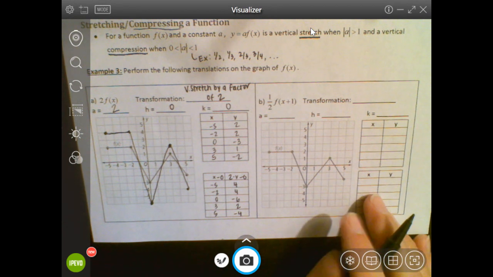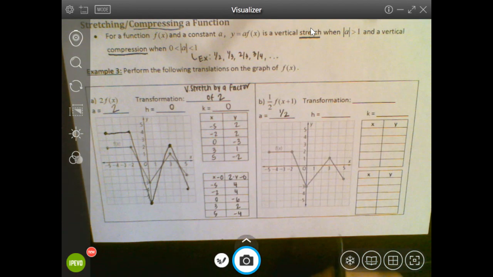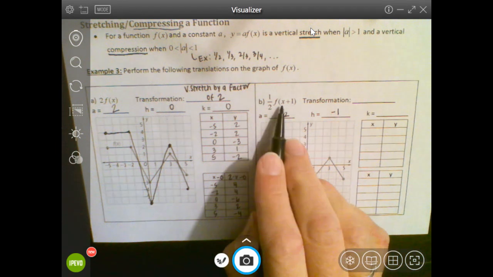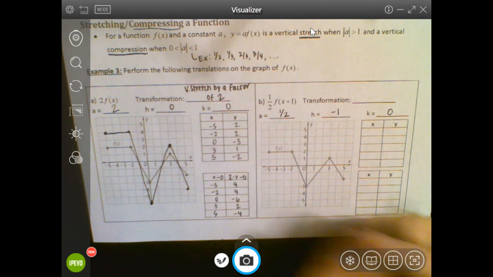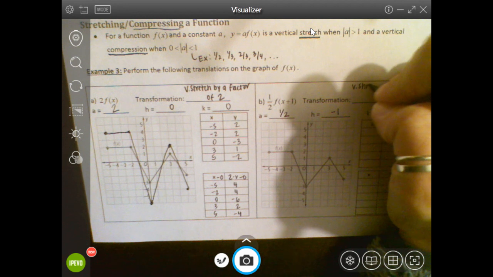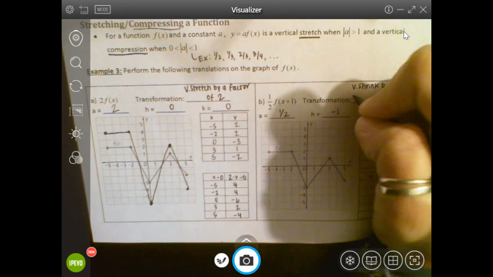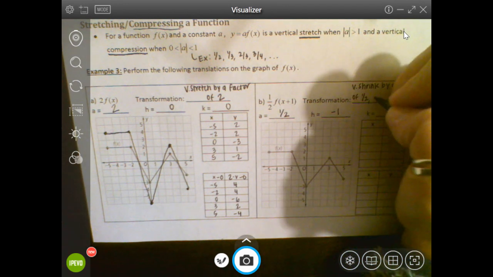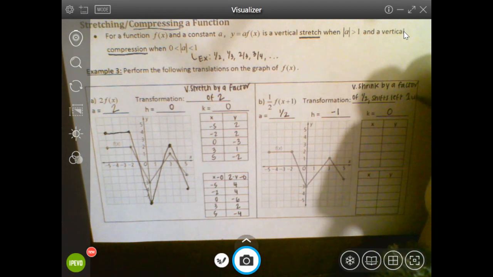And our last example has two transformations. We've got an a value here, that 1/2 out front being multiplied. We do have an h value on the inside here. So our h value here is -1, because that would be x minus -1. And our k value here would be 0 because there's nothing tagging along at the end on the outside there. So here we are going to have a vertical shrink by a factor of 1/2. And we have movement to the left. So it shifts left 1 unit.